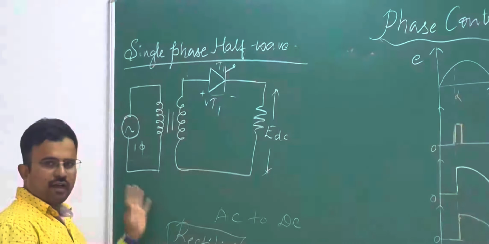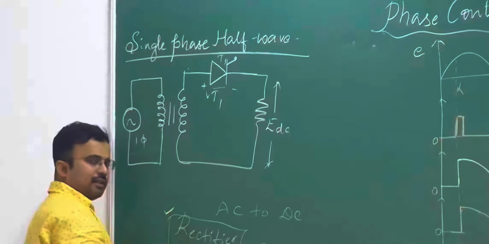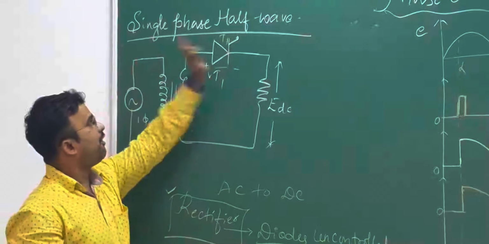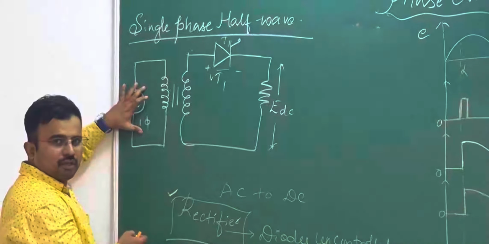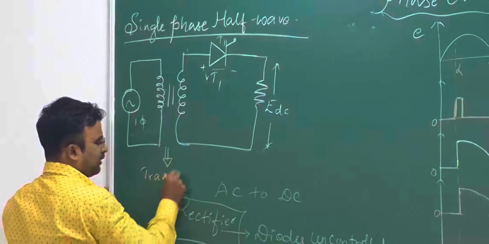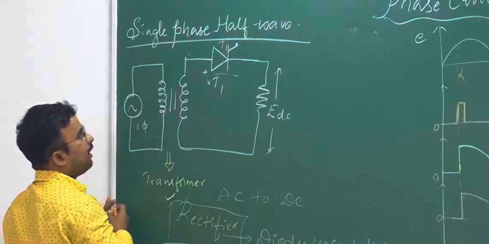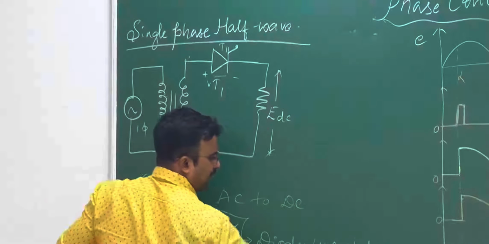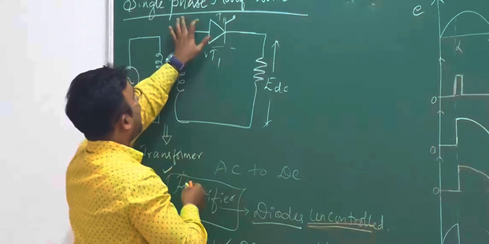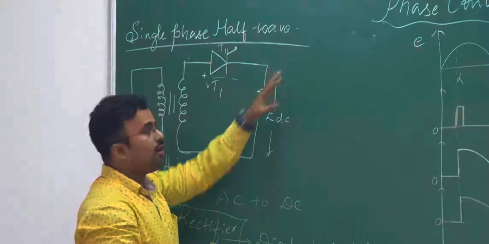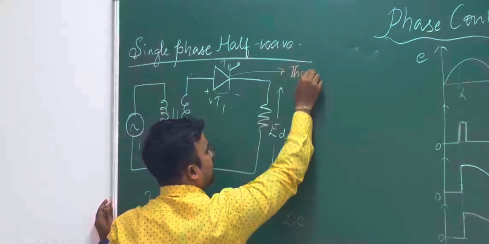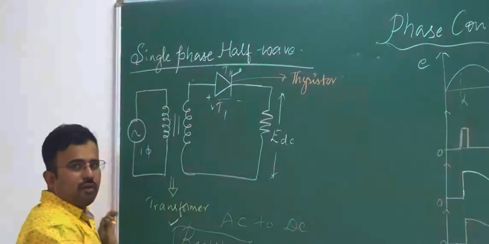Converter and rectifier are the same. Conversion is the process, rectifier is the circuit name. Under this single phase half wave circuit, you have a single phase AC input, and this is a transformer. Whereas in the uncontrolled rectifier, T1 is a diode, in the single phase half wave phase controlled rectifier, this device is a thyristor.